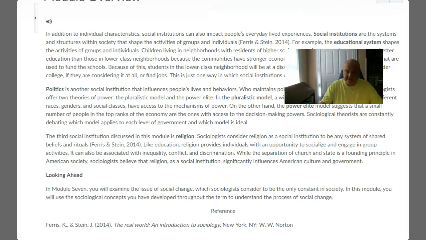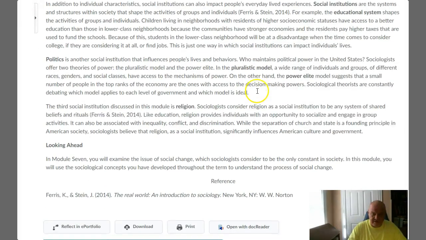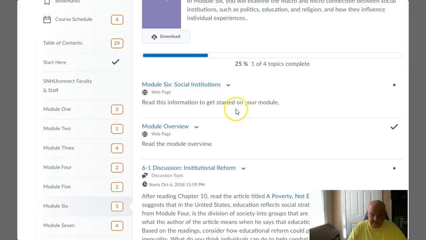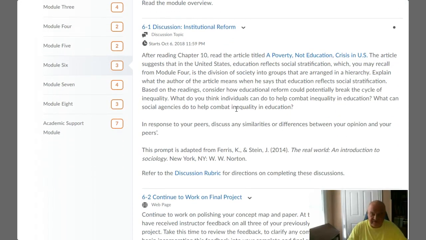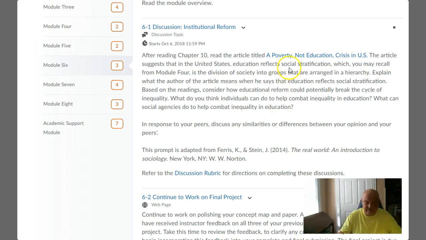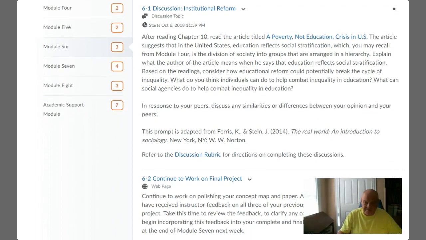So let's look at the module for today. Now that we've gone over social institutions, okay, please read the module overview here. Let's go back to Module 6. You're going to look at institutional reform in terms of education, and the poverty, not education crisis in the U.S. would indicate that this is an examination of education and economic spheres, okay? And then you're going to continue to work on your final projects, okay?